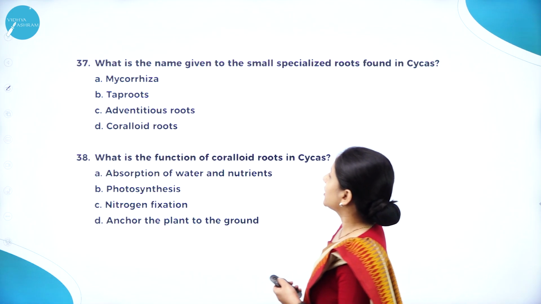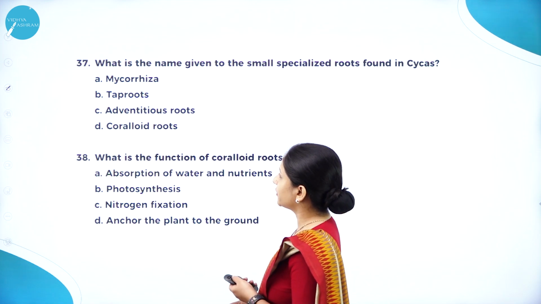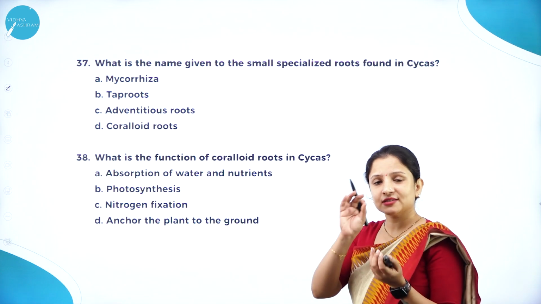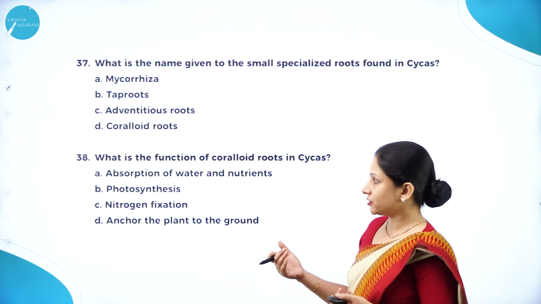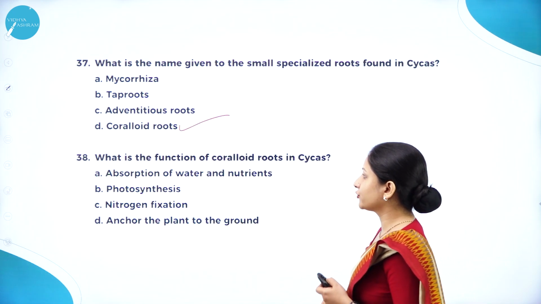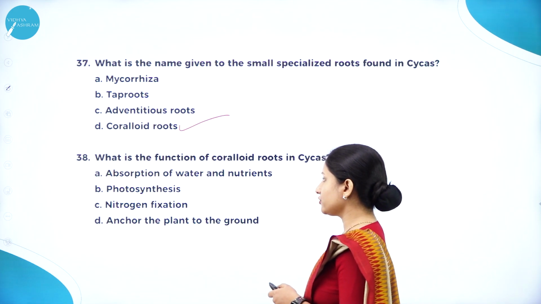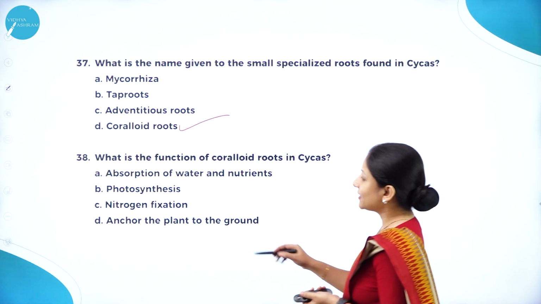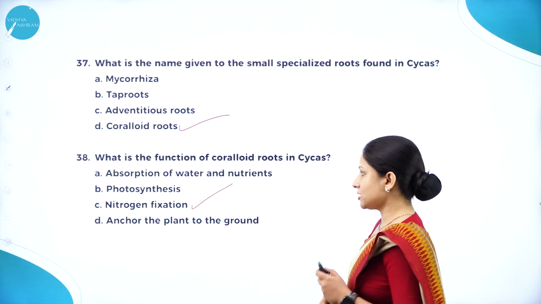Next, what is the name given to the small specialized roots found in Cycas? Mycorrhiza, tap roots, adventitious roots, coralloids. Of course, in gymnosperms you find tap roots, but there are some small specialized roots present in them that help in fixing nitrogen, and they are called coralloid roots in Cycas. Next, what is the function of coralloid root in Cycas? Absorption of water and nutrients, photosynthesis, nitrogen fixation, anchoring of the plant to the ground. It is nitrogen fixation. These coralloid roots help in nitrogen fixation.